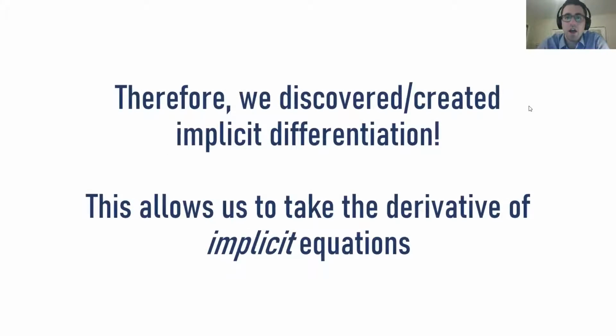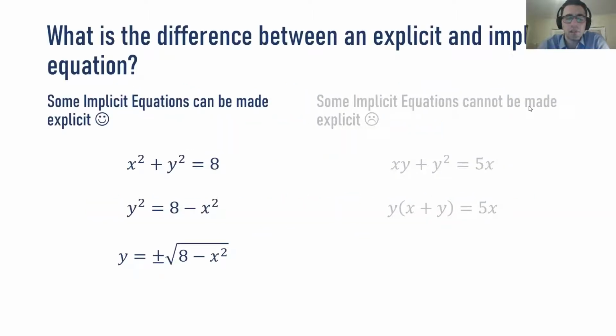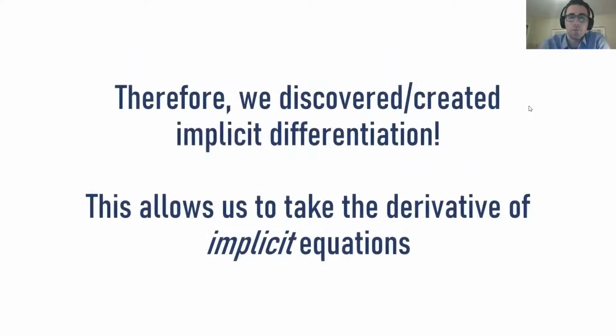So why do we need implicit differentiation? We discovered it or created it, depending on your perspective on math, whether it's created or discovered. This allows us to take derivatives of implicit equations. If I come back a slide, you've taken derivatives like that if you've done the product, quotient, chain already. But for implicit equations, we need implicit differentiation.